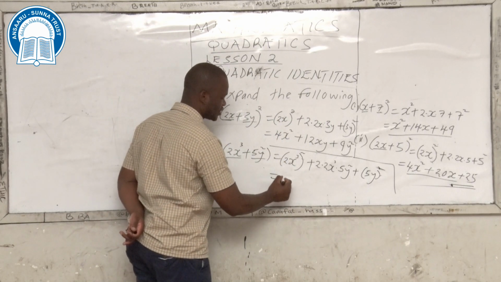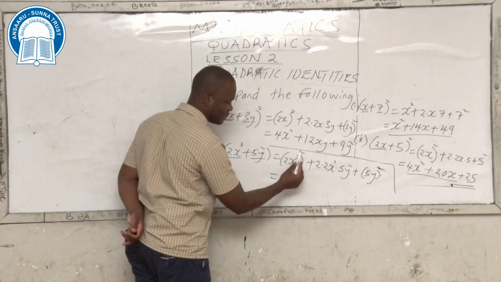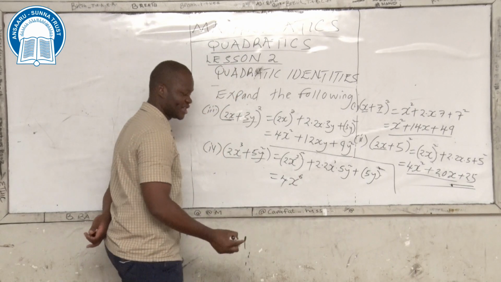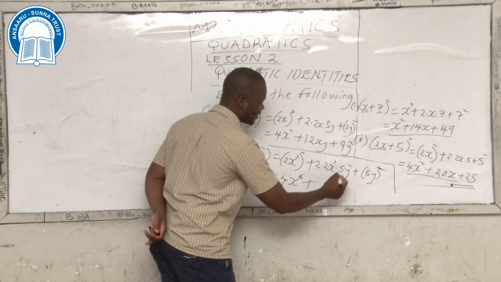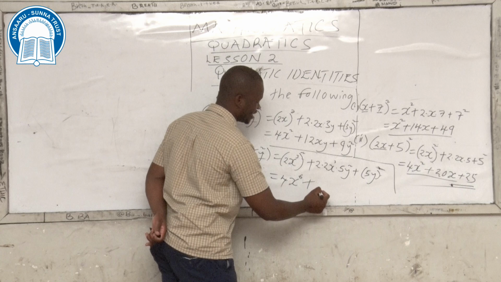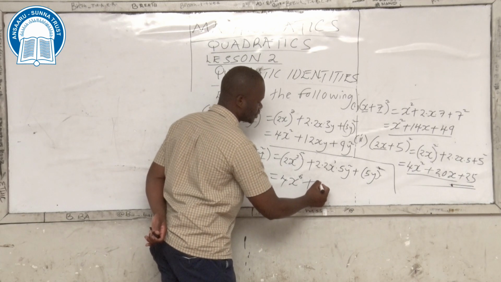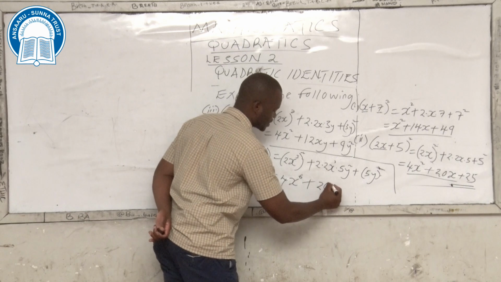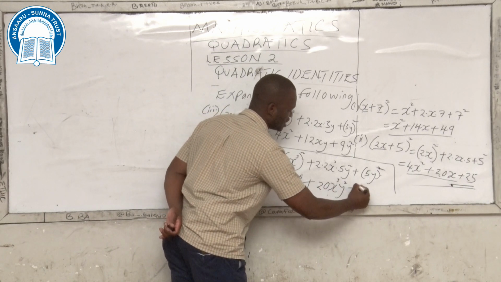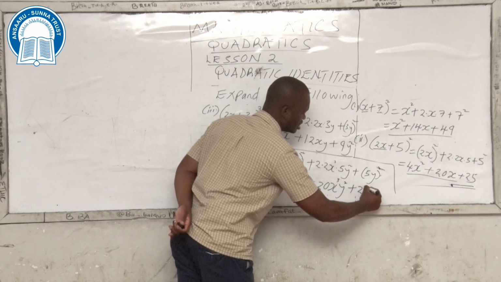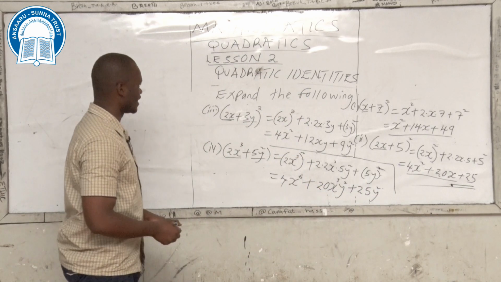So in the end, what do you get? 4x power 6, applying the laws of indices, plus 2 by 2 by 5. That coefficient of the x term and the y term will be, of course, 20. Then x cubed y squared plus 25y squared, and we are done.